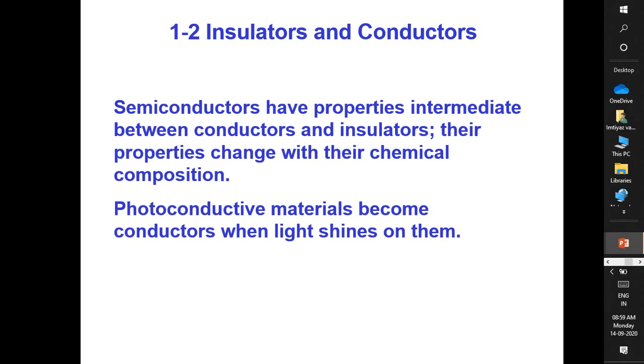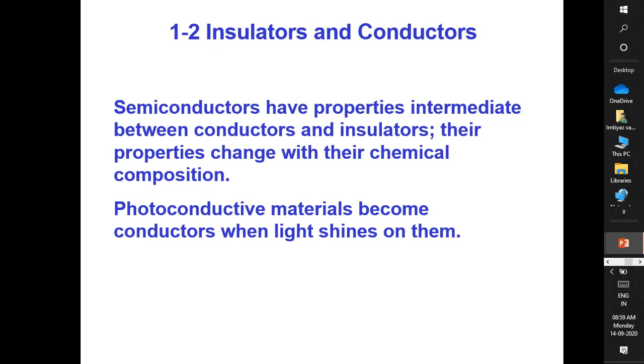A semiconductor has a property intermediate between conductor and insulator. It means the current is partially passed through. Suppose a diode is made up of semiconducting material. So the properties change with the change in chemical composition.